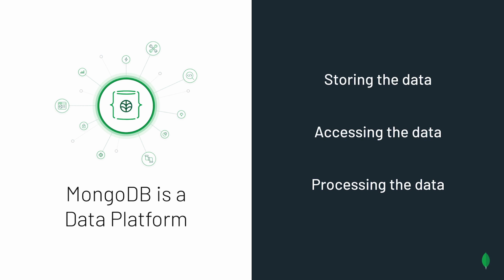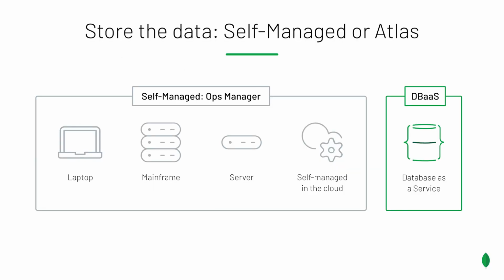The three aspects of a data platform that we'll look at are related to storing the data, accessing the data, and processing the data. These will help show the range and usefulness of the tooling ecosystem in MongoDB. We'll discuss several tools like Atlas, Compass, Charts, Atlas Data Lake, and a few others that are part of the MongoDB data platform. In order to store the data, you'll need a database installation.